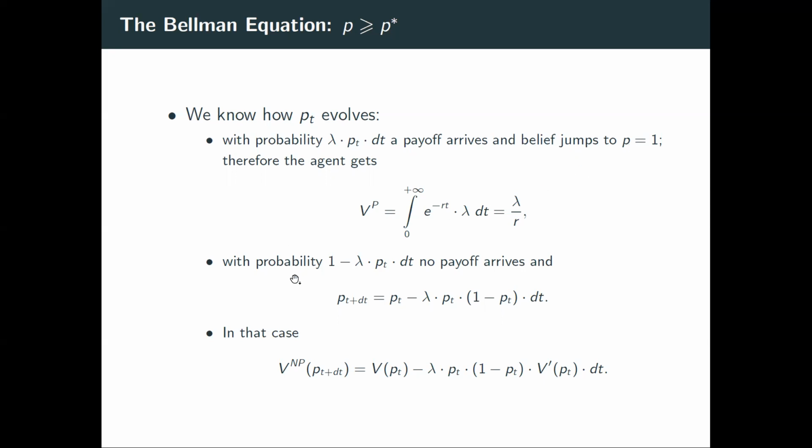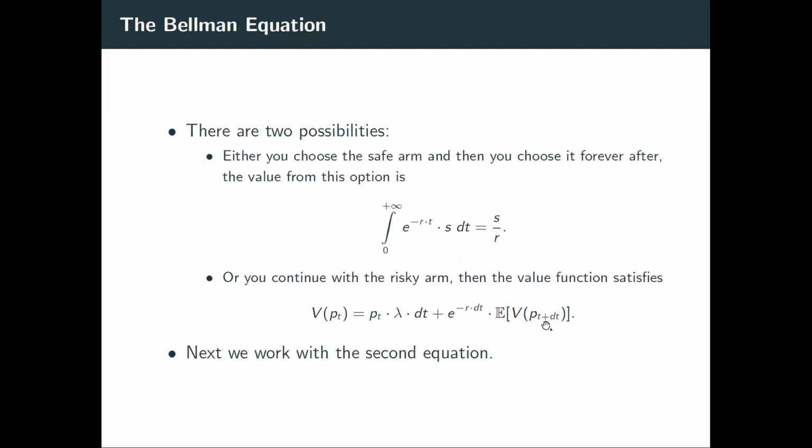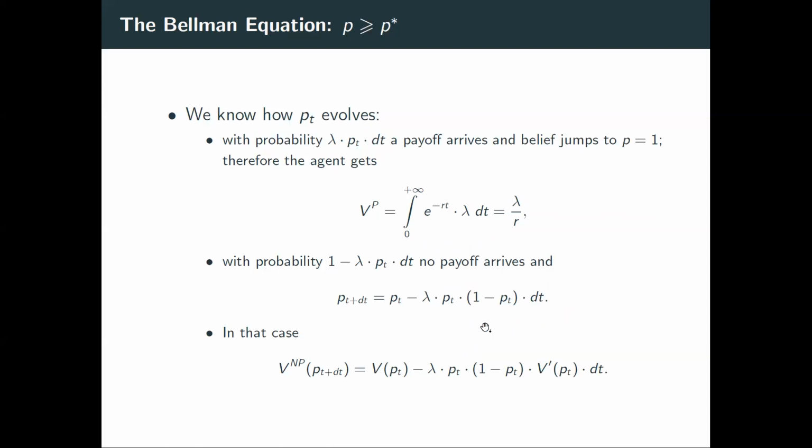And with the remaining probability, which is 1 minus this number, you have no arrival of the lump sum pay. And your belief changes this way. And in this case, remember, we need to specify this. We can use the Taylor approximation, which is a standard step, as I hope you remember, in continuous time for the Bellman equations.